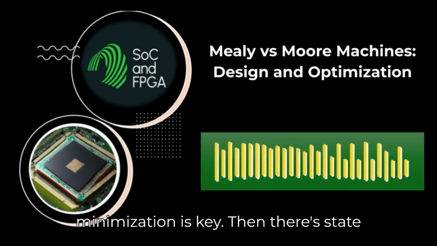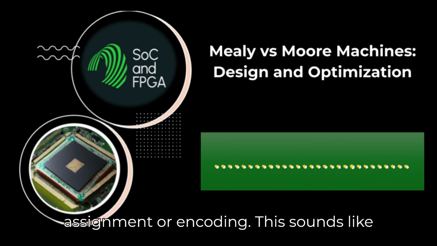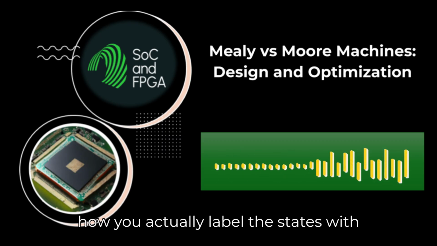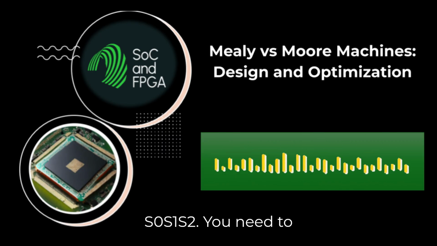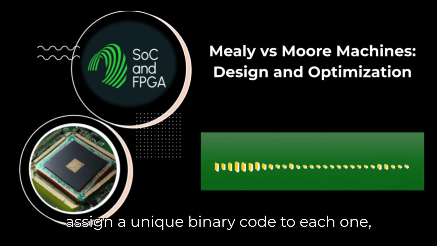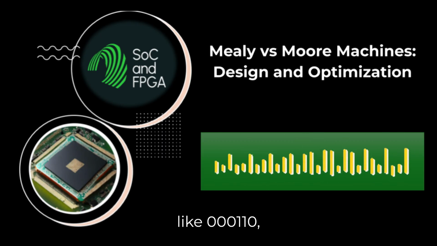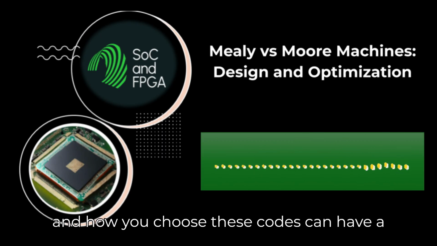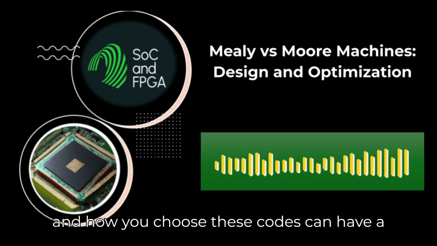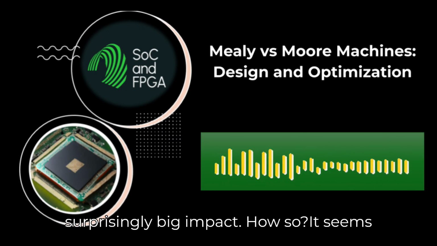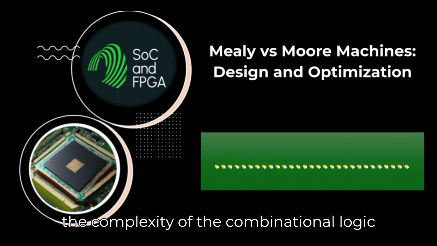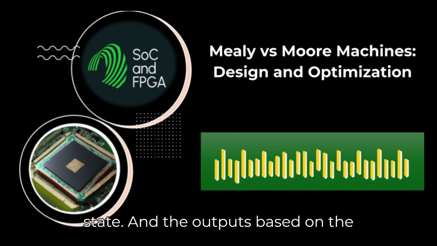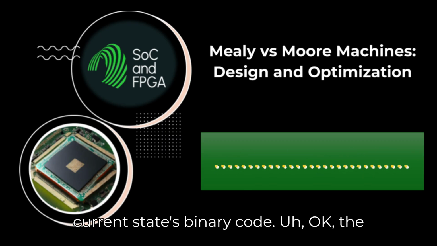Okay, minimization is key. Then there's state assignment, or encoding. This sounds like how you actually label the states with binary numbers. Exactly. Once you have your minimized states, say S0, S1, S2, you need to assign a unique binary code to each one, like 00, 01, 10. And how you choose these codes can have a surprisingly big impact. How so? It seems arbitrary. It's not. The choice affects the complexity of the combinational logic, the gates needed to calculate the next state and the outputs based on the current state's binary code.